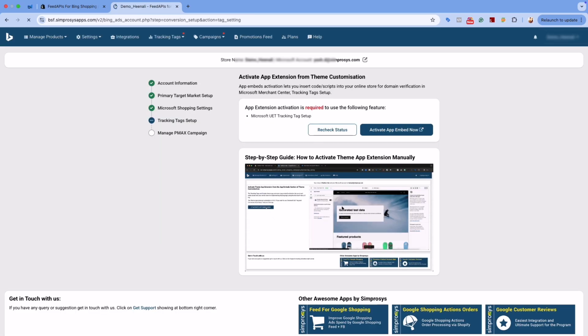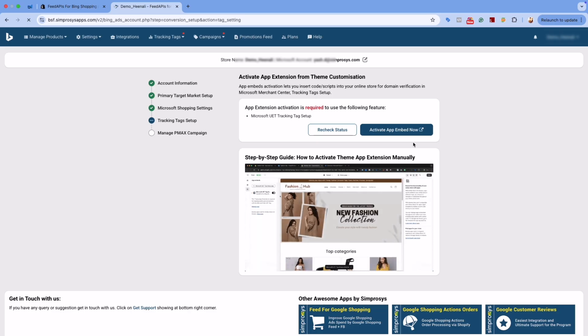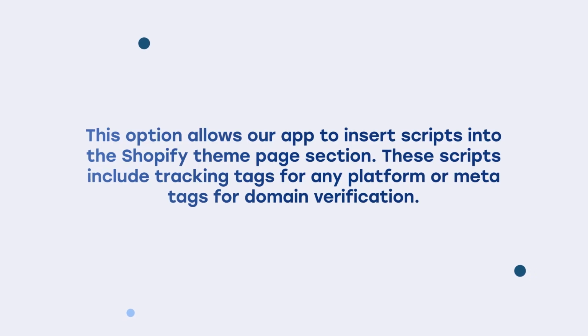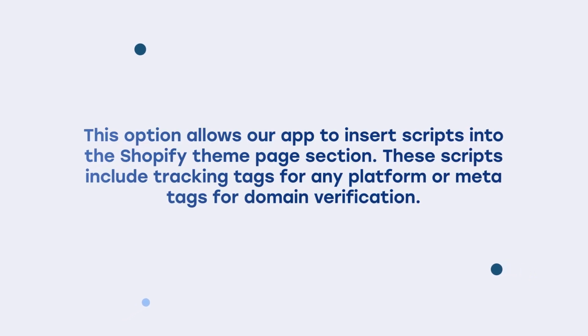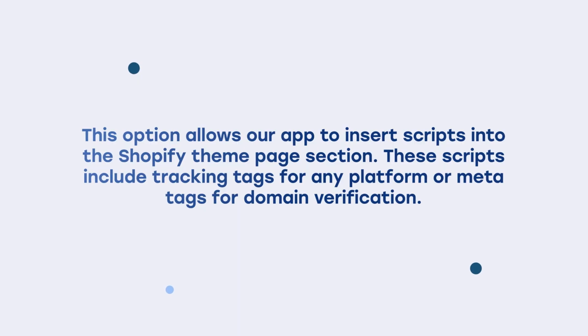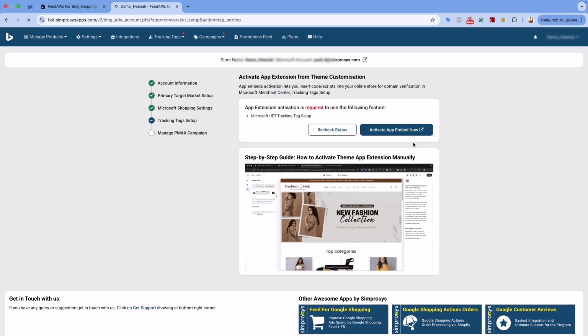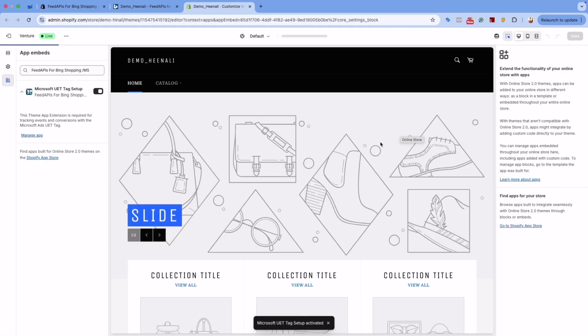Once done, you will find the page for enabling the app embed option. This option allows our app to insert scripts into the Shopify theme page section. These scripts include tracking tags for any platform or meta tags for domain verification. To enable this, click on Activate App Embed Now, which will take you to the App Embed section of your Shopify store. The Microsoft UET Tag setup option will already be enabled, you just need to click the Save button.